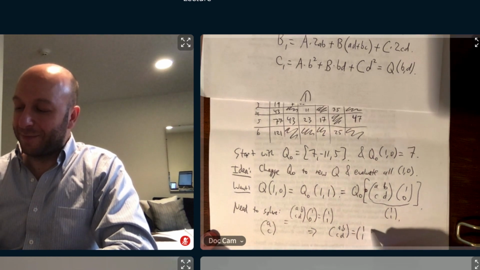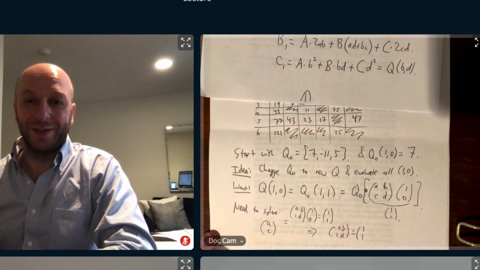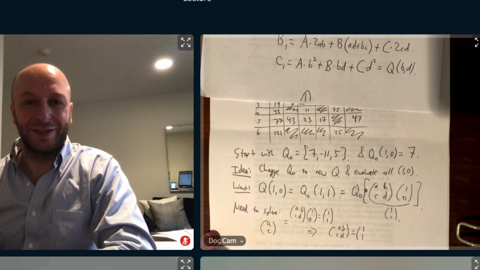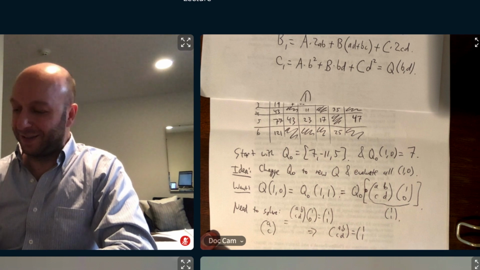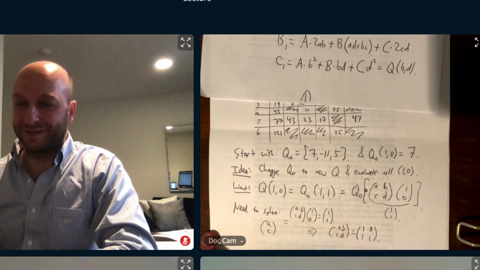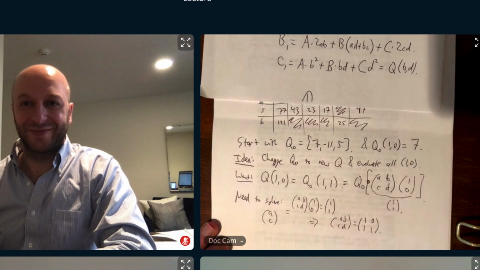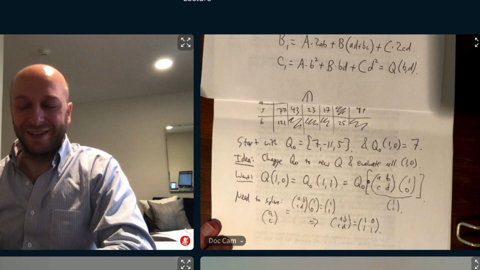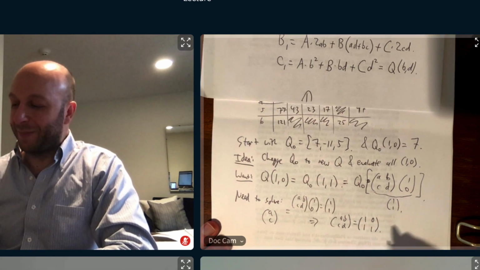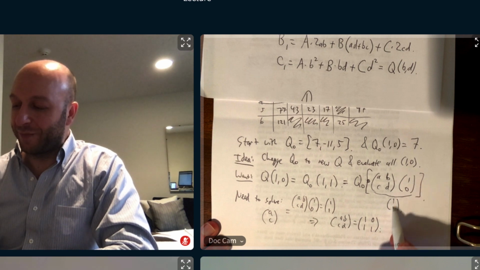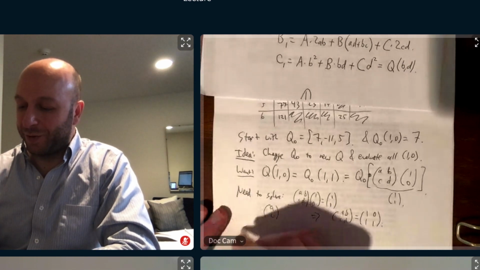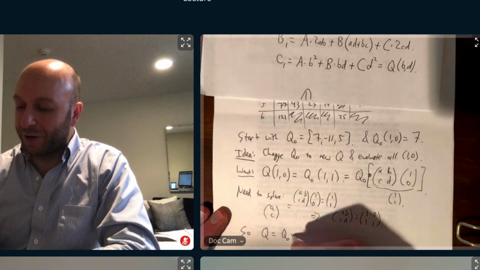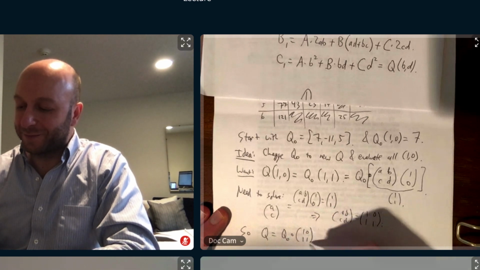Now I need some B and D so that the determinant is still 1 or negative 1, so it's invertible. So how about just filling it out like this? If I make this matrix times 1, 0, it will give me 1, 1. And so that gives me a new form, so Q should be Q0 composed with this matrix, 1, 0, 1, 1.